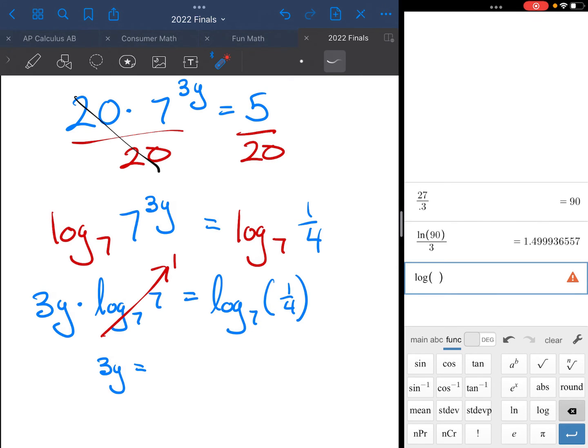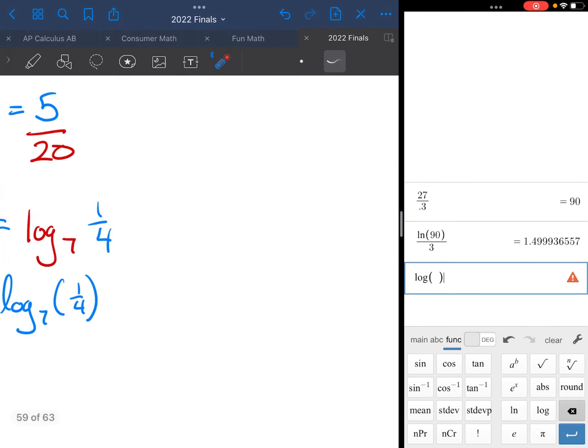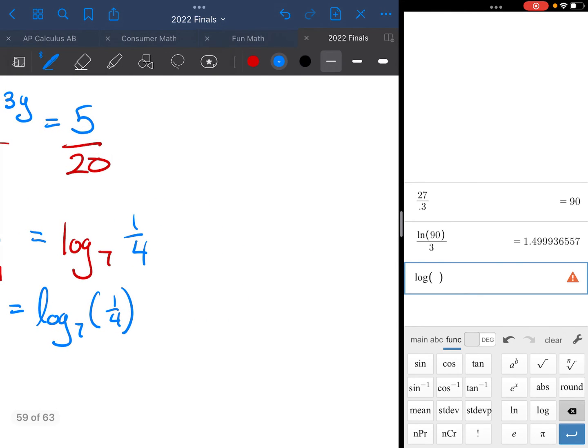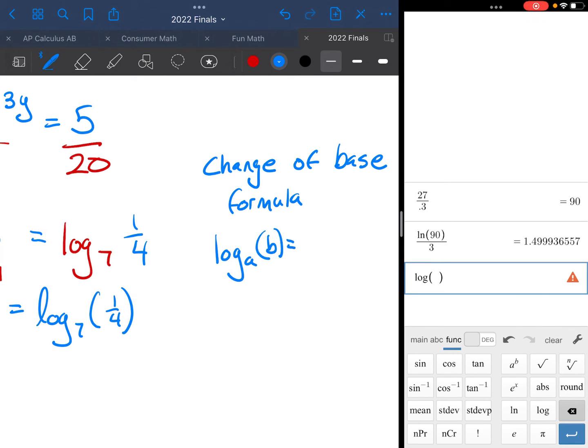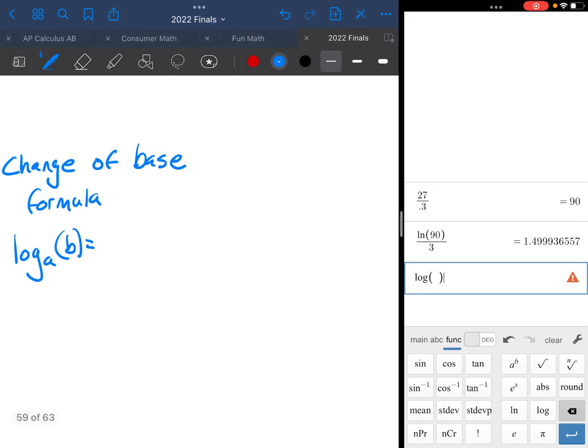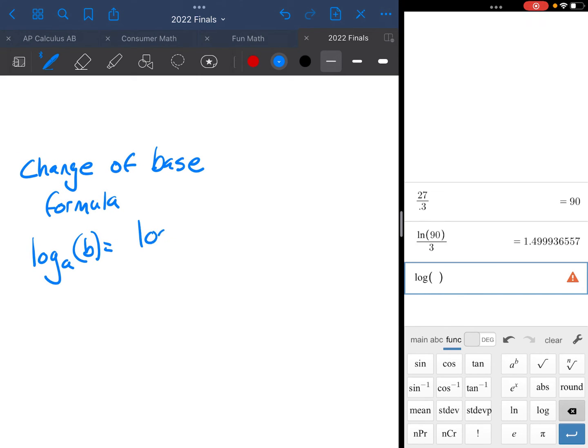So how do I do that? You're going to do the change of base formula. As a reminder of how the change of base formula works: generally speaking, if you have log base A of B, you can change this to any log that you want, any new base. You could change that to e, 10, whatever you want. Normally, we'll do 10 because your calculator over here on the right is base 10.